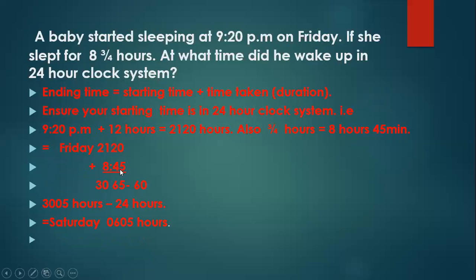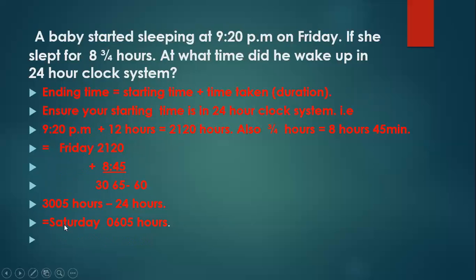20 plus 45 is 65. So you subtract 60 and then you carry 1 hour. You will remain with only 5 minutes here and 30 hours. So it is 30:05 hours. It has already surpassed 24 hours. So that means the baby woke up the following day, the next day.